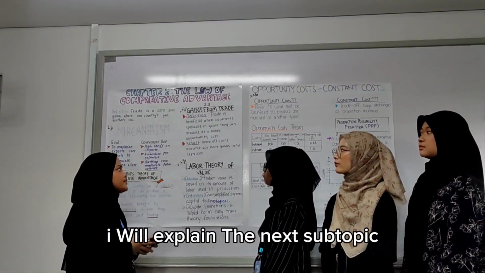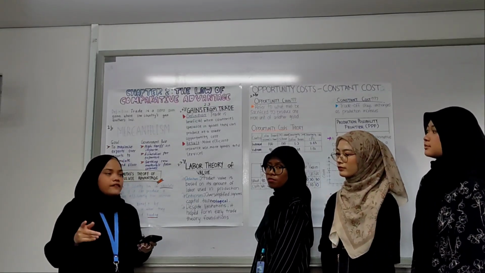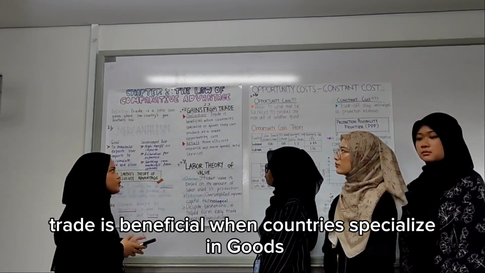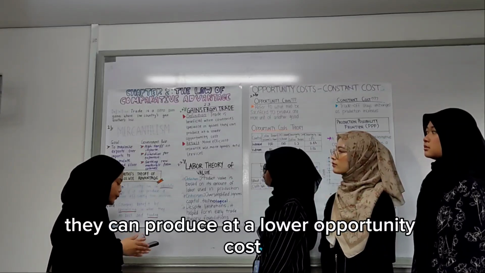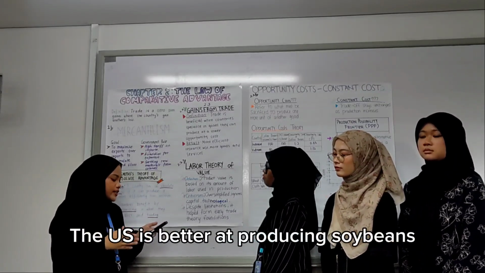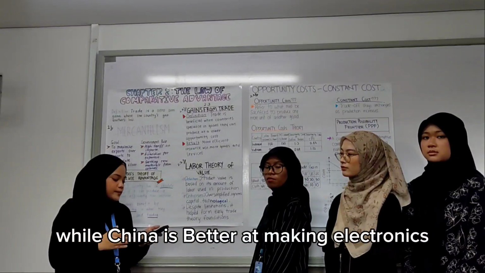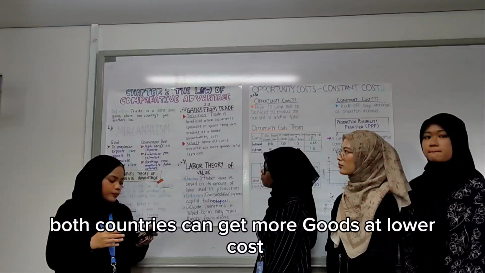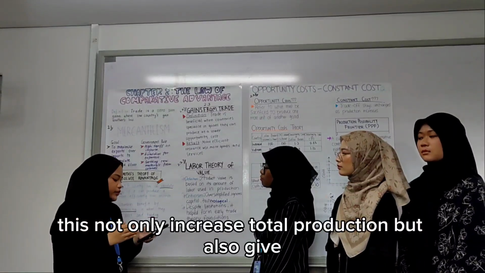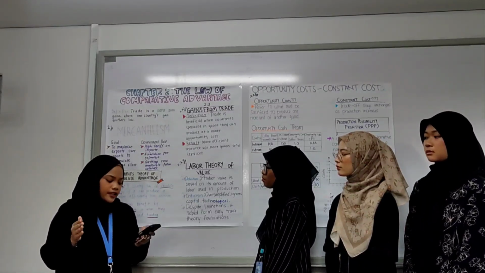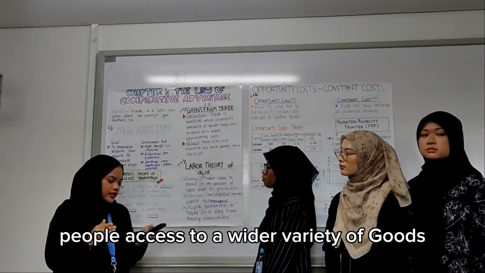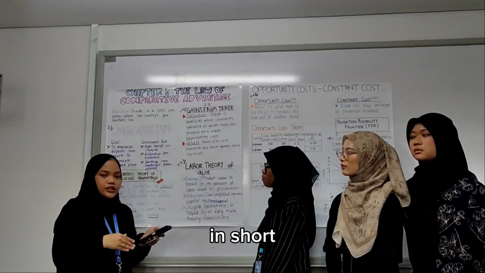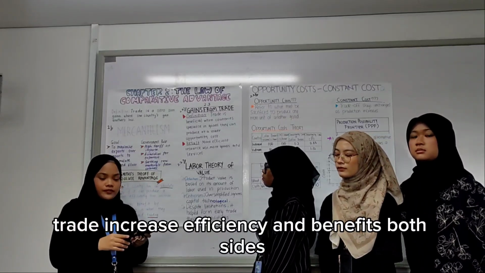Next, I will explain the next subtopic, which is comparative advantage. First, gains from trade. Trade is beneficial when countries specialize in goods they can produce at a lower opportunity cost. For example, the US is better at producing soybeans, while China is better at making electronics. By specializing and trading, both countries can get more goods at lower cost. This not only increases total production but also gives people access to a wider variety of goods. It helps improve economic growth and strengthen relationships between countries. In short, trade increases efficiency and benefits both sides.